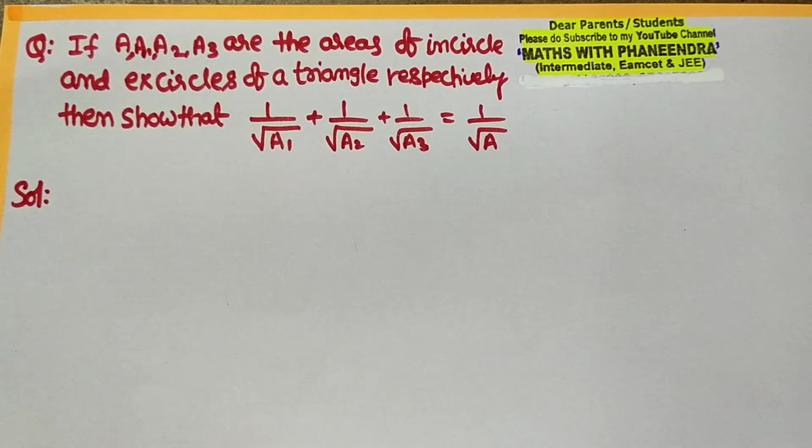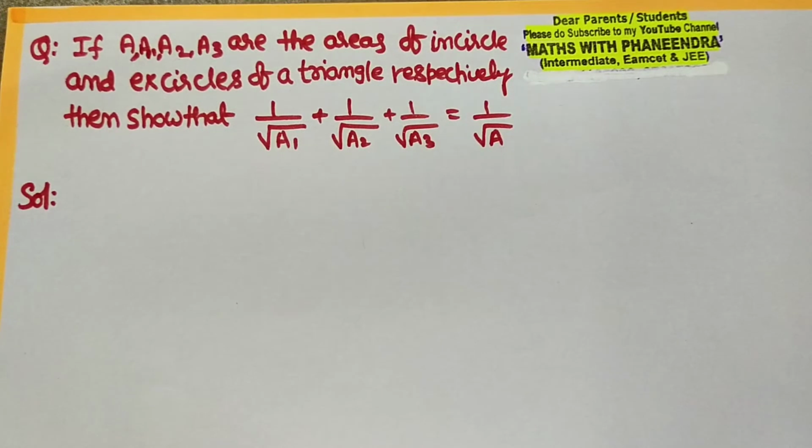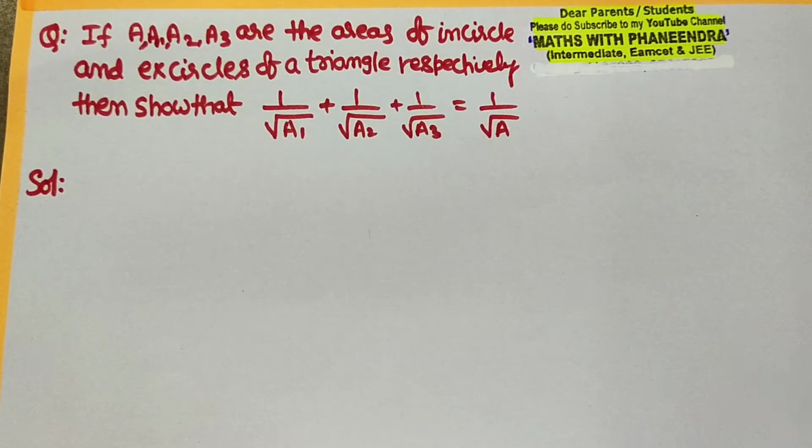In this session, we are going to discuss properties of triangles examples before exercise 10b in Mathematics 1A paper in Junior Intermediate. Let us have a discussion. The first question: if A, A1, A2, A3 are the areas of the incircle and excircles of a triangle respectively, then show that 1 by root A1 plus 1 by root A2 plus 1 by root A3 equals 1 by root A. Area of a circle means A equals pi r square. Generally we know that, but here the excircle and incircle have a relation.